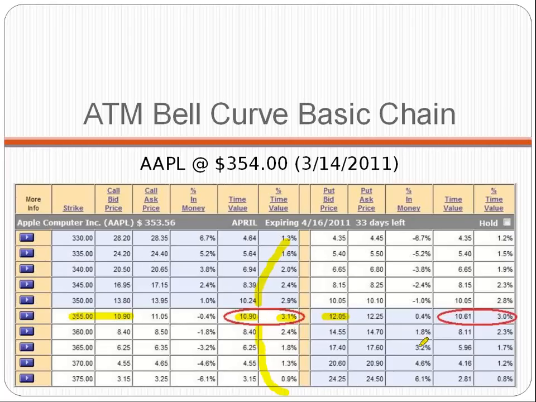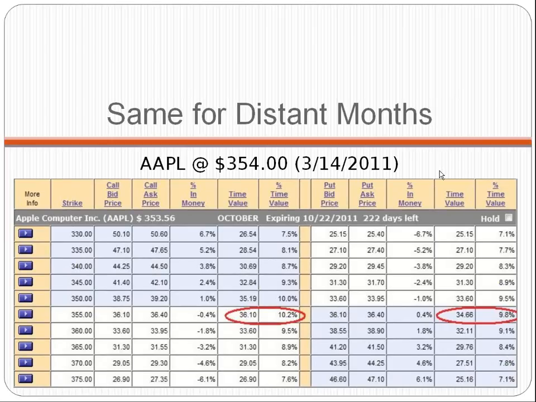Our at-the-money 355 put has a time value of 1061. We decrease percentage time value as we go deeper out of the money in the put in this case, or deeper in the money for the put options as well. So we want to buy time cheaply and sell time. And of course, I'm sorry, this also works further out.